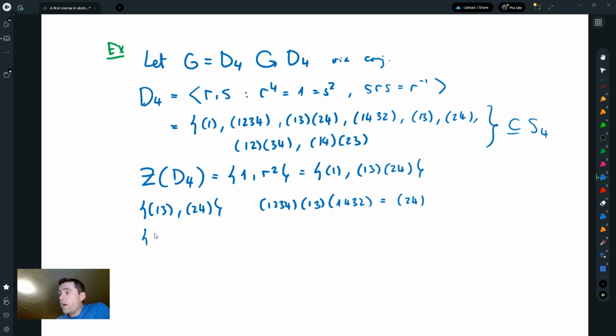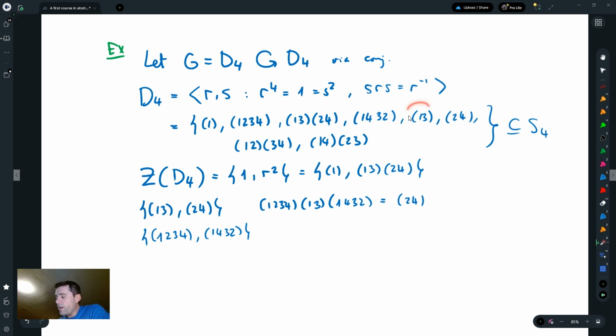Then there is another class, which is the one of (1 2 3 4), conjugate to (1 4 3 2). Notice that the order of a conjugate has to be equal to the order of the element itself. So the conjugates of (1 2 3 4) have to be also elements of order 4. And if you go through this list, the only elements of order 4 are (1 2 3 4) and (1 4 3 2). So if there is a conjugate to (1 2 3 4), it can only be this one.